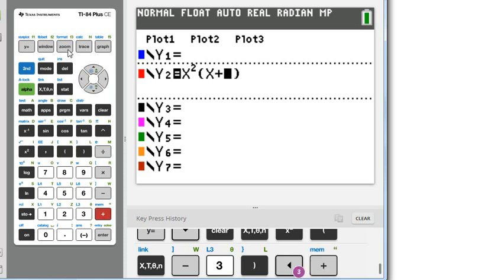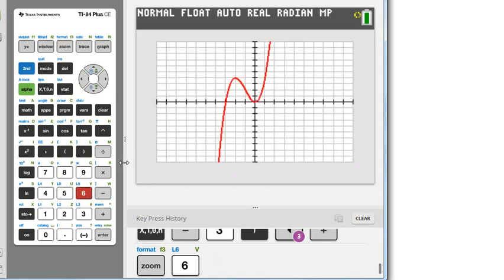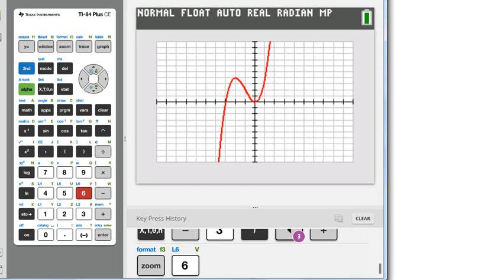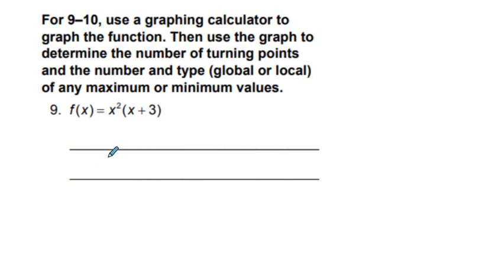So we have this graph. I'm going to put zoom 6, get a standard window. And so how many turning points do we have here? 2 of them. And neither of these is a global, because we're starting from greater than negative infinity and going up toward positive infinity, so there are no global extrema. So we're going to say we have 2 turning points, and both of these are local.